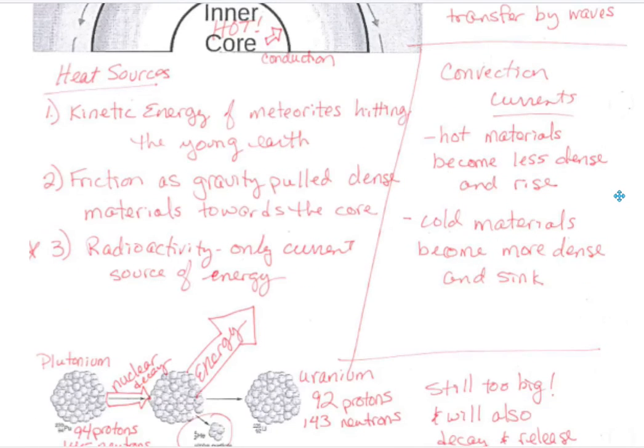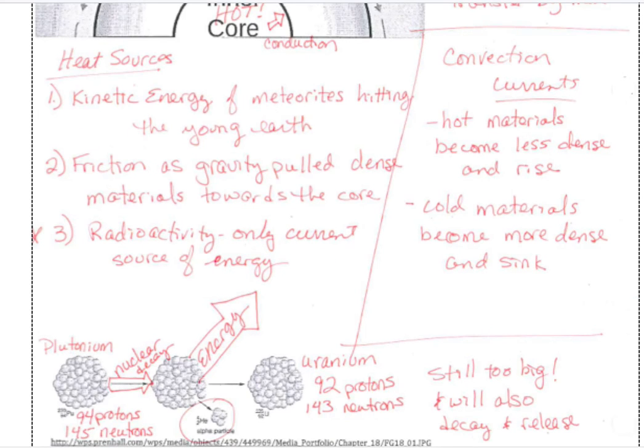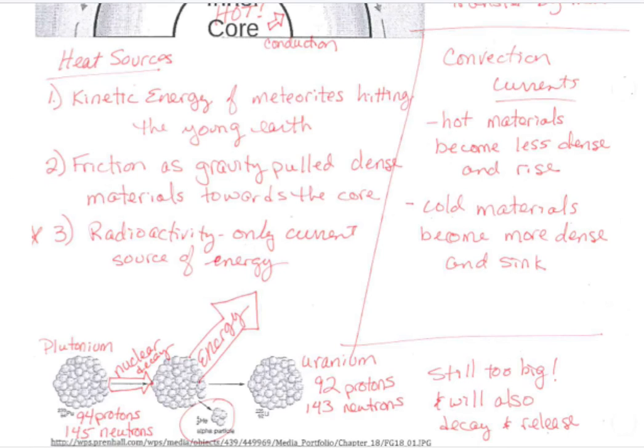Ancient heat sources are the kinetic energy from the meteorites hitting the Earth, and the friction as gravity is pulling those denser materials down towards the core. But the only form of heat we have now is the radioactivity that's happening as large atoms decay.